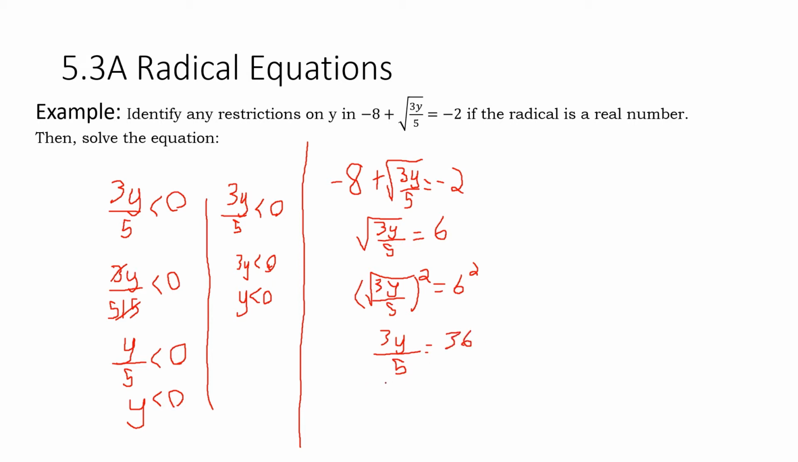Multiply both sides by 5 to find out what 3y is. 36 times 5 would be 150 and 30, so 180. And divide both sides by 3 to find that y is equal to 30.